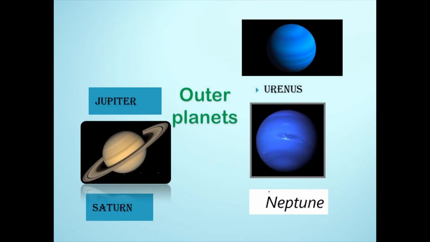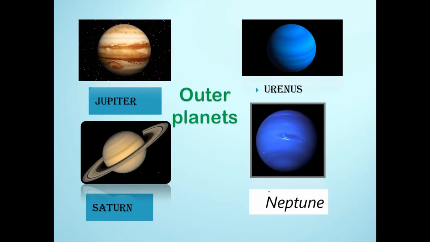Outer planets. Jupiter, Saturn, Uranus and Neptune are the outer planets.